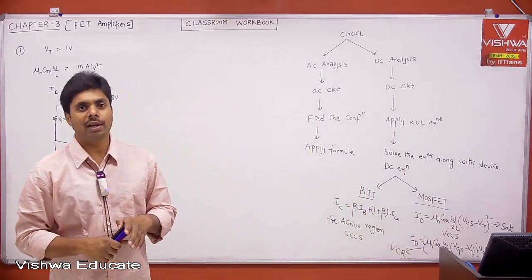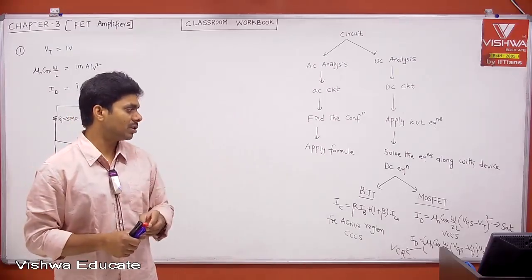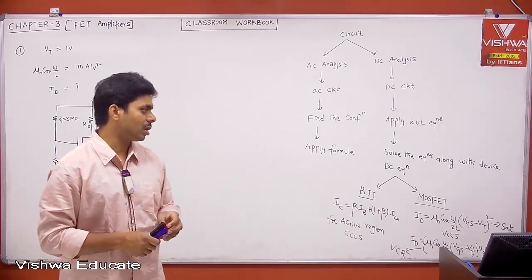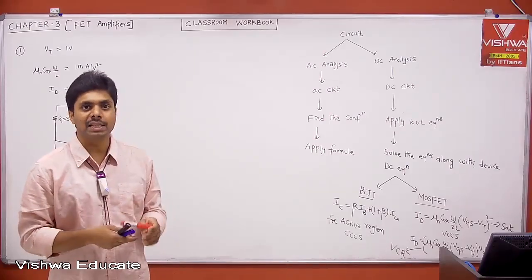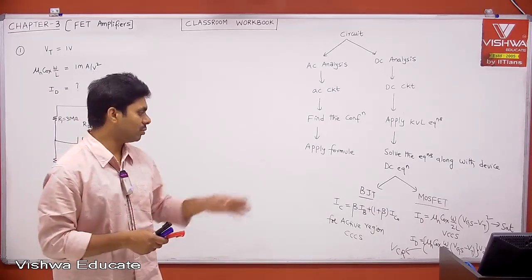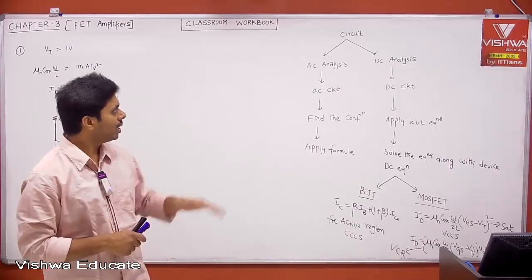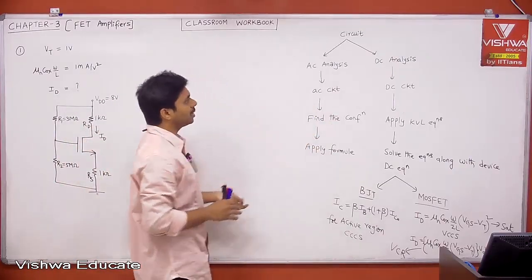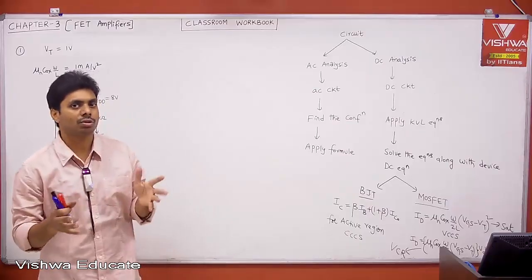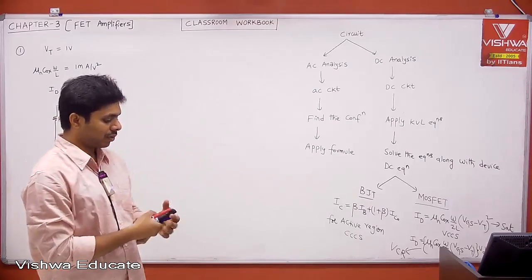Sometimes you can go ahead blindly, assuming the MOSFET is in saturation and taking ID equal to mu n Cox W by 2L into (VGS minus VT) whole square. But sometimes it needs the region also, then we have to use the proper current equation. This is the procedure which is common for both BJT as well as MOSFET. There is no change. Take the procedure. Therefore, this is the procedure.